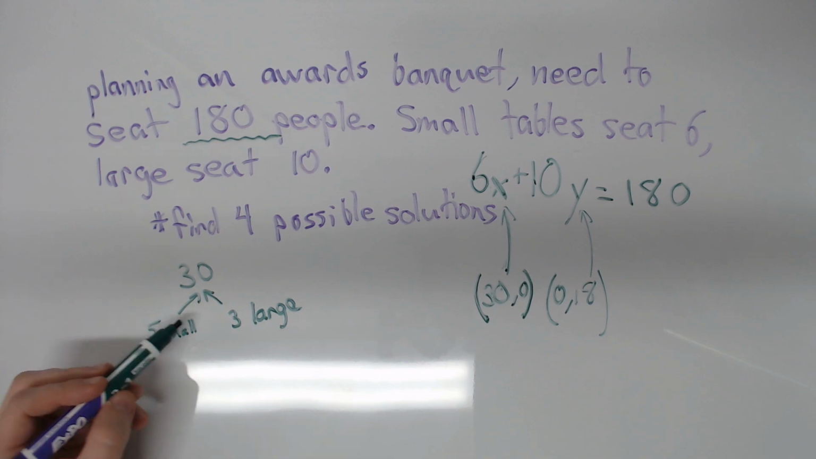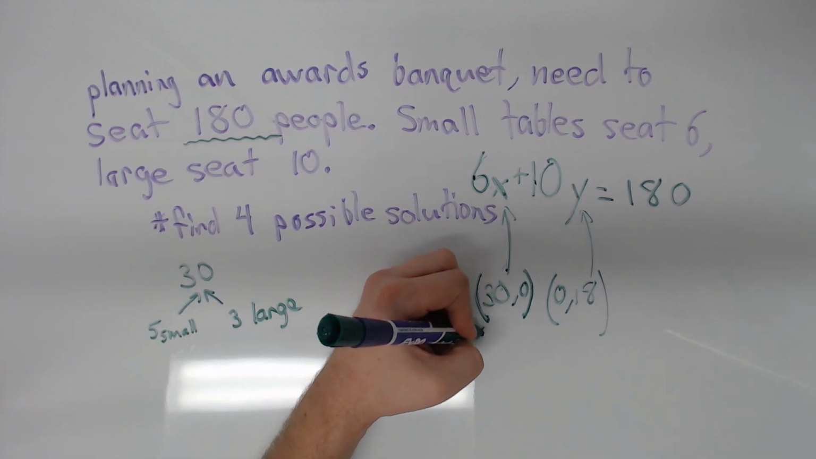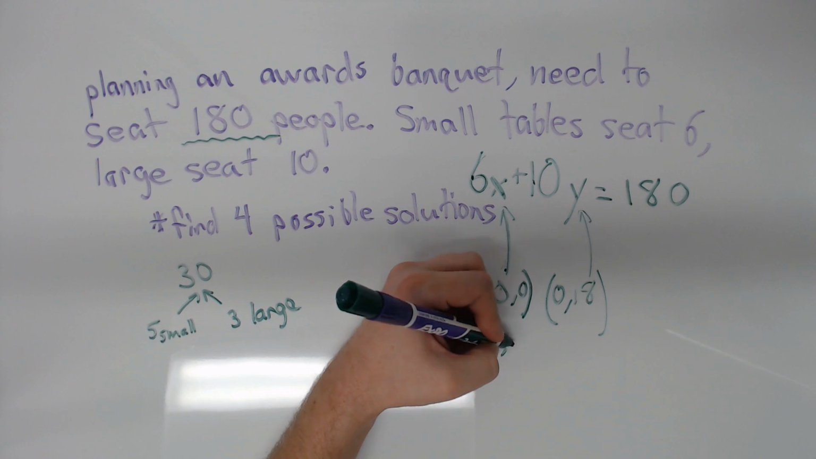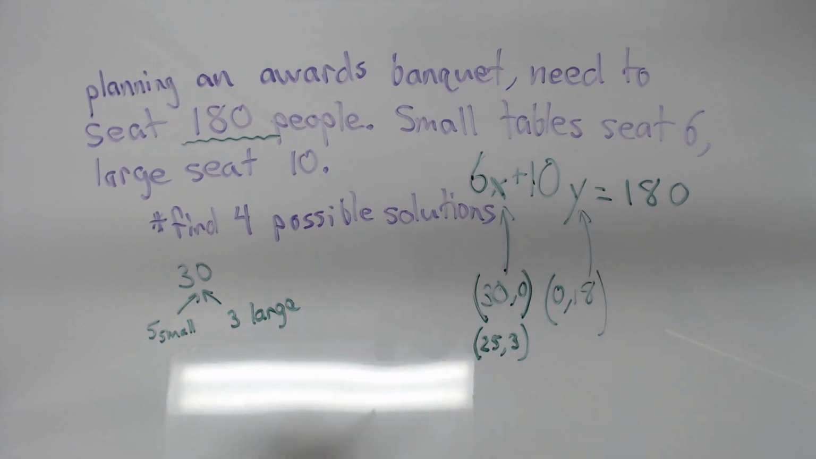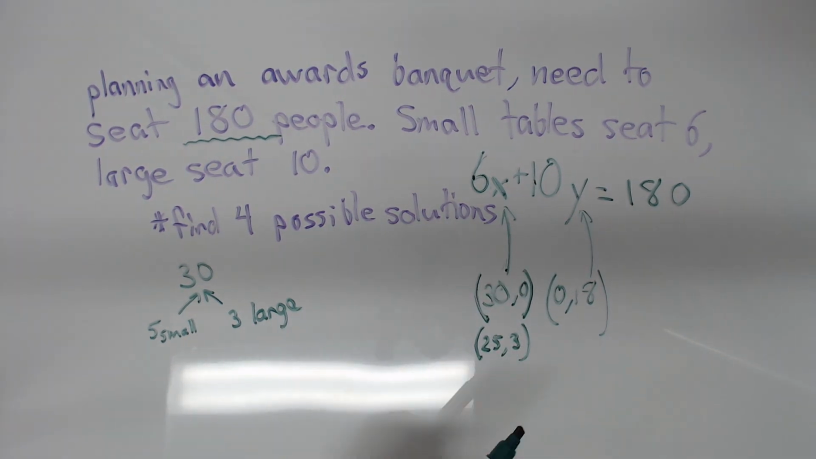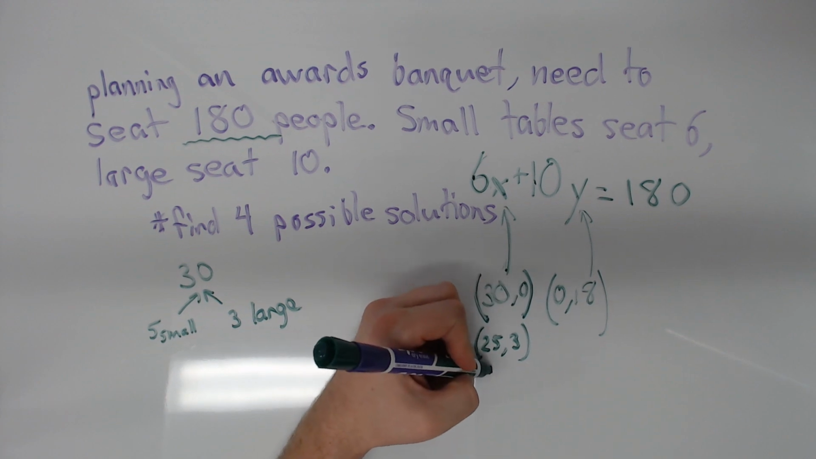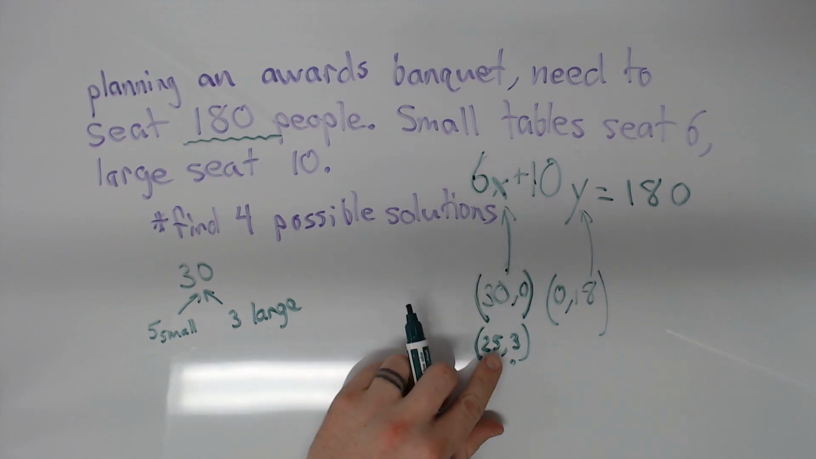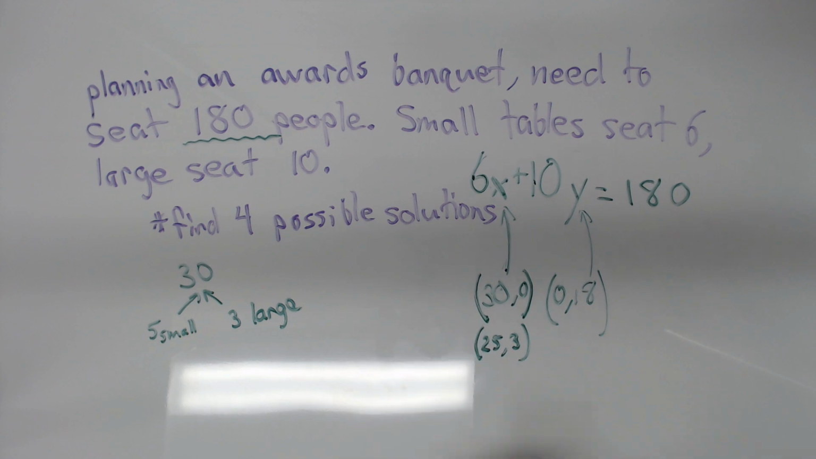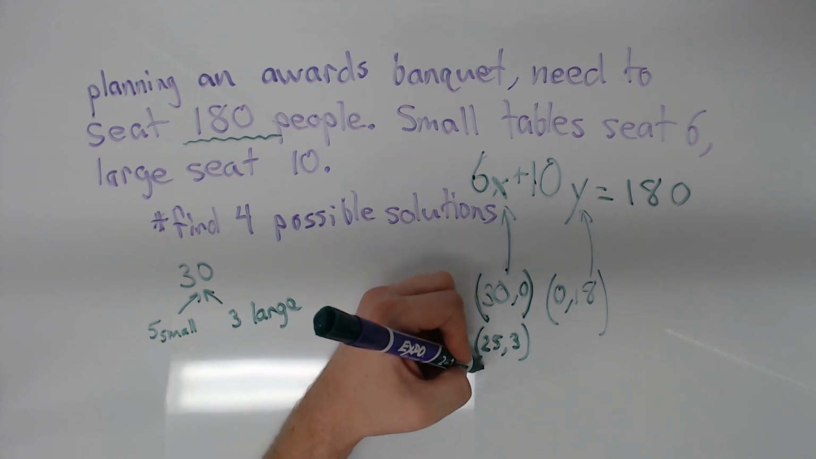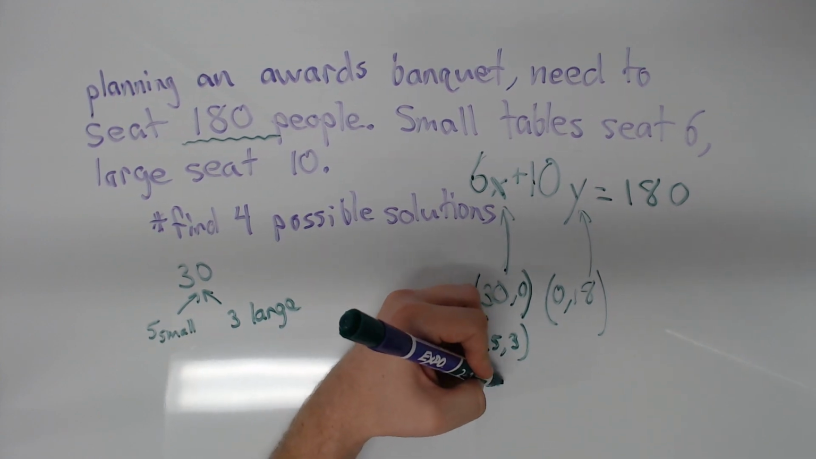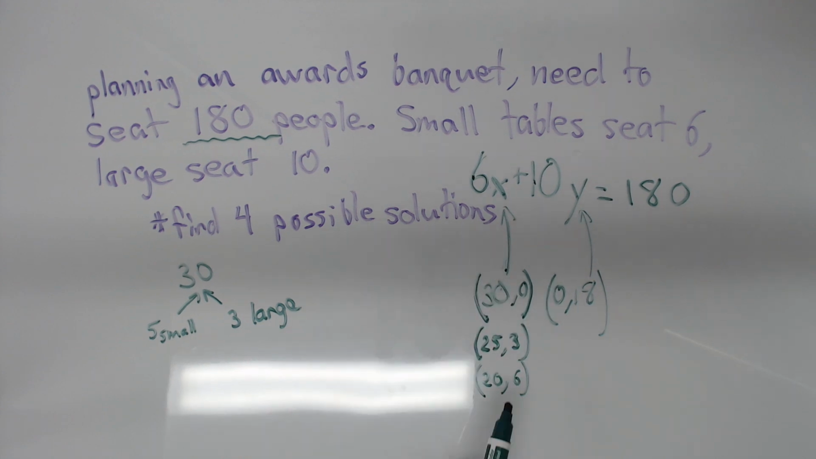So this ends up being our trade number. If I lose 5 small tables, I need 3 large to make up for it. 25 small and 3 large. Well, this is going to be 150 plus 30. We still have that exact 180 number. We traded 5 small tables for 3 large tables. Let's do it again. 20 and 6. Well, now it's 120 and 60.